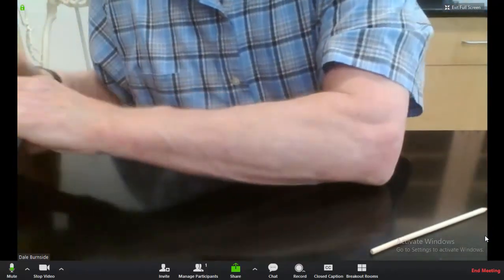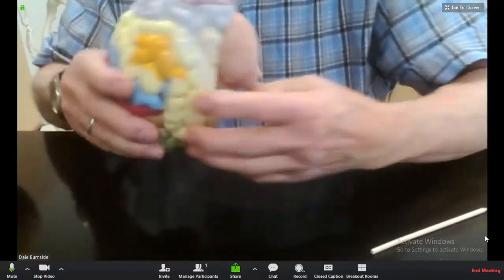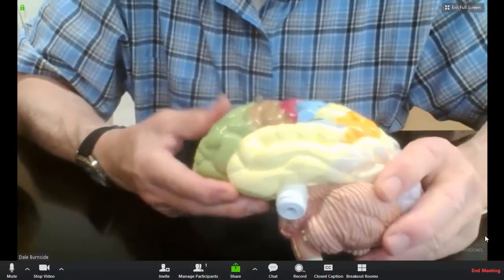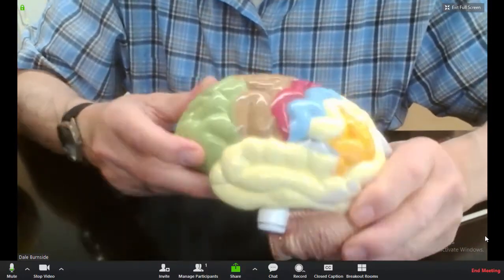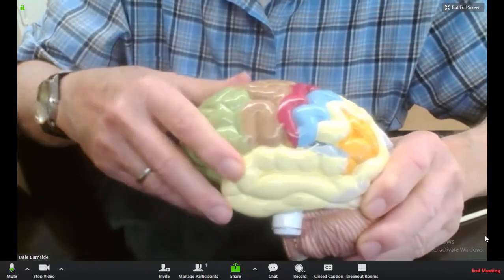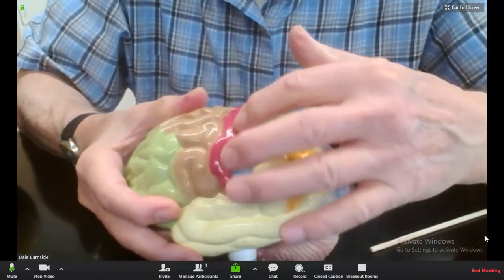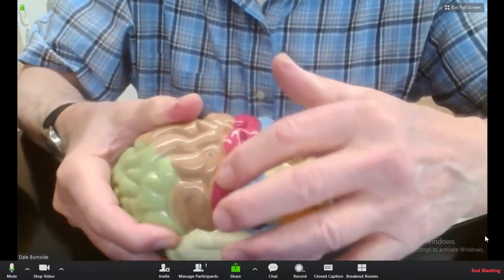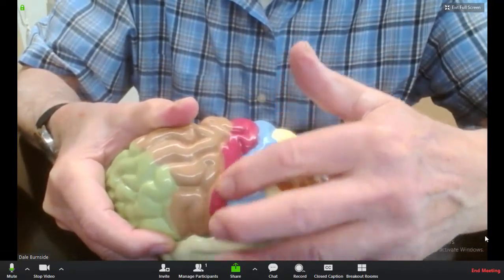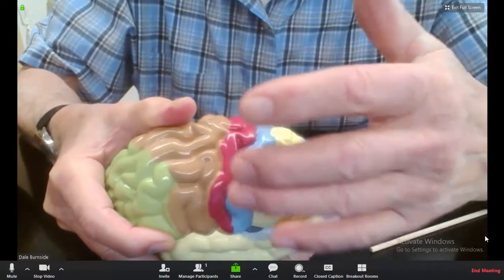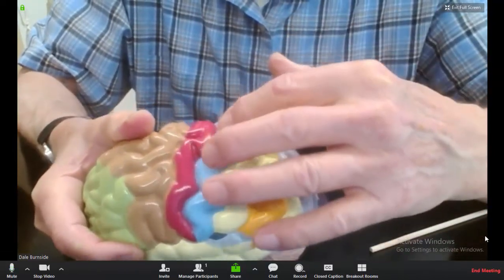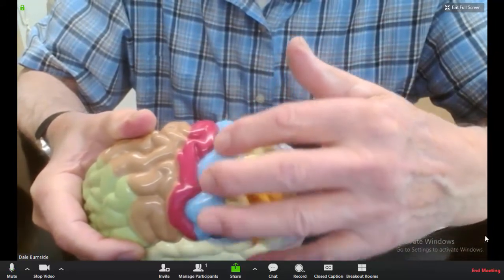Let me just review right here. This model's neat too. It's a smaller model, but it's got different colors, so it might help to take a look at that. This green right here is the frontal lobe, going back here to the central sulcus. Remember, the central sulcus, and then you have the motor cortex in front of the central sulcus. It's called the precentral cortex, or the motor cortex. Here's the sensory cortex below it.